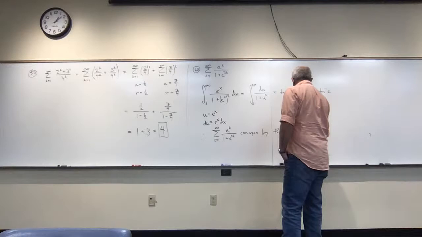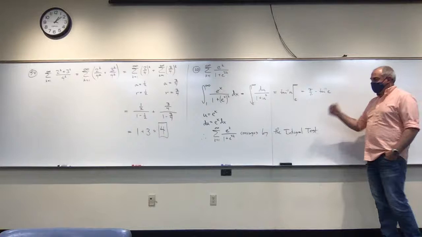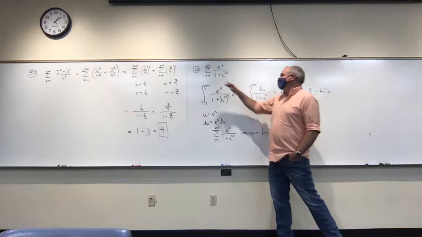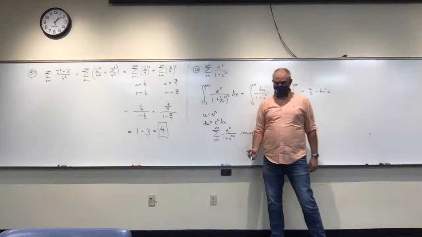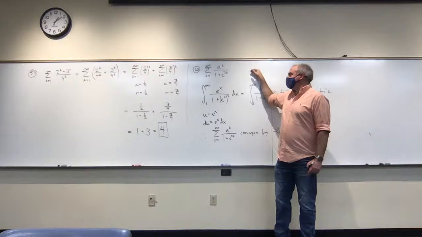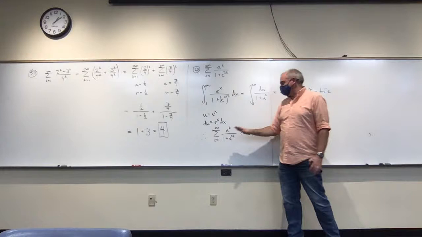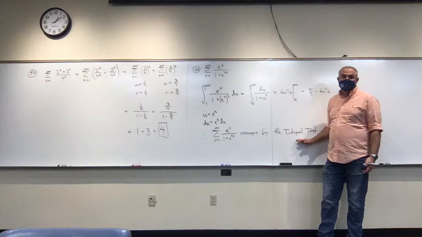And something to get used to now is to always say why it converges. It's not enough to just say, hey, it converges. I mean, at the end of the day, you've got a 50-50 shot, right? Does this thing diverge or converge? So you need to tell me not only if it converges or diverges, but what method you used to get that. So I'll always say something like, this sum converges by whatever test I used. And in this case, it was the integral test. Does that answer your question?